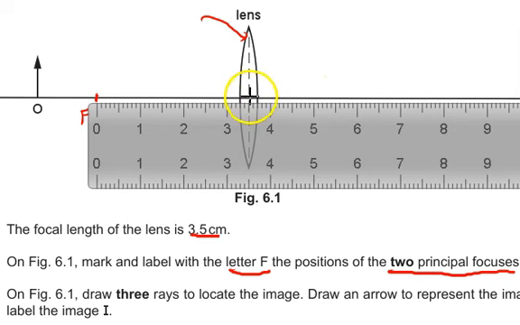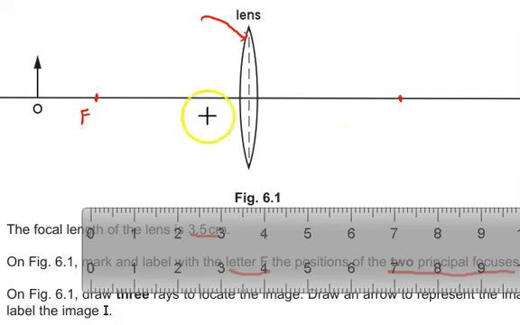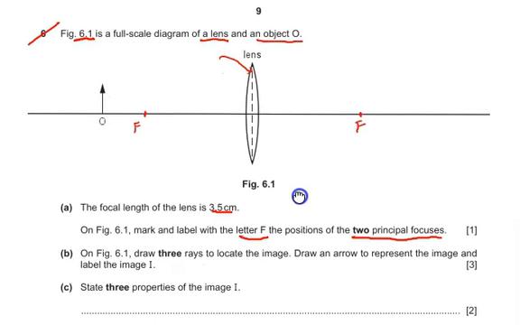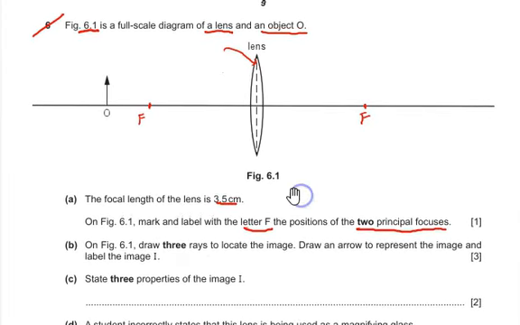And another side here, 3.5. So 1, 2, 3. So exactly over here. Let me remove the ruler. So we just have to put here F and F. So this is the principal focus for this lens. Okay, so we have marked and labeled the letter F at these two principal focus. Maybe I'll make it more accurate.